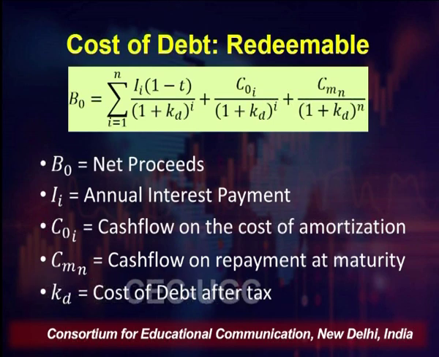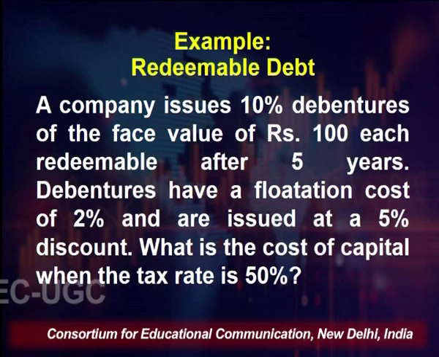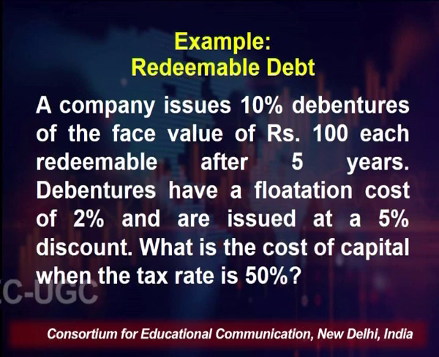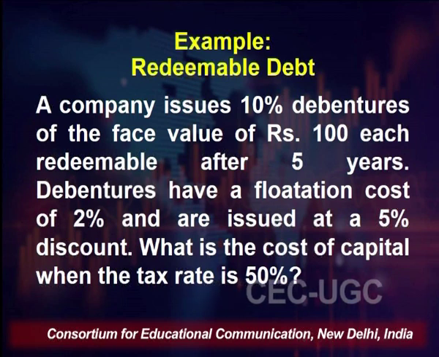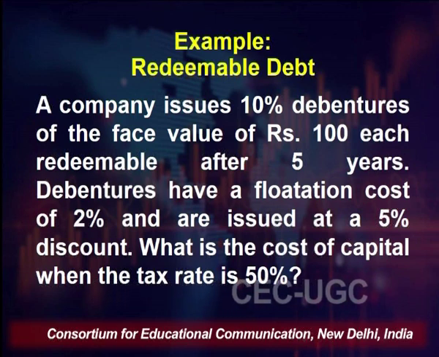Okay. Let us see with the help of an example how we can get the value of this cost of capital of debt in case of redeemable debt using the shortcut method. Here is an example on your screen. A company issues 10% debentures of the face value of rupees 100 each, redeemable after 5 years. Now, debentures have a flotation cost of 2% and are issued at 5% discount. Now, what is the cost of capital when the tax rate is 50%?